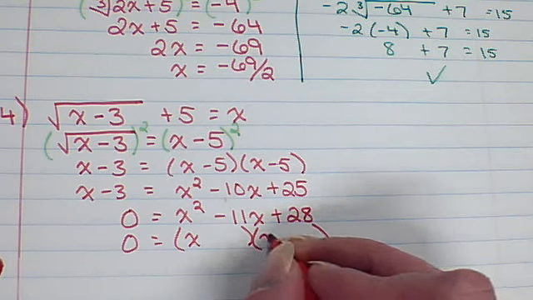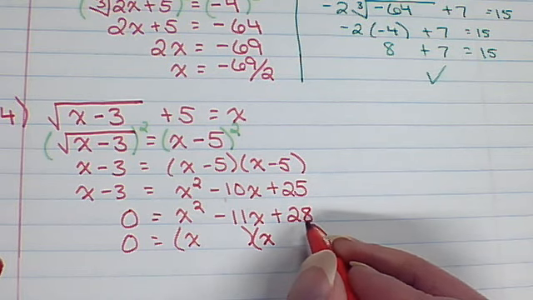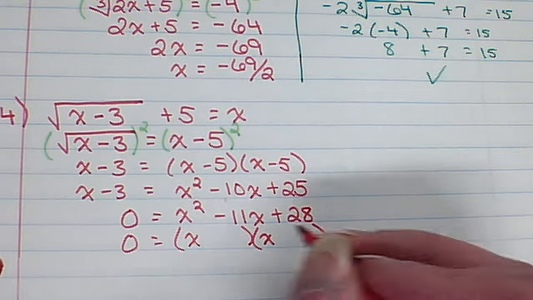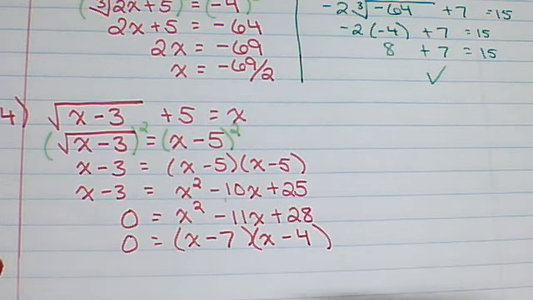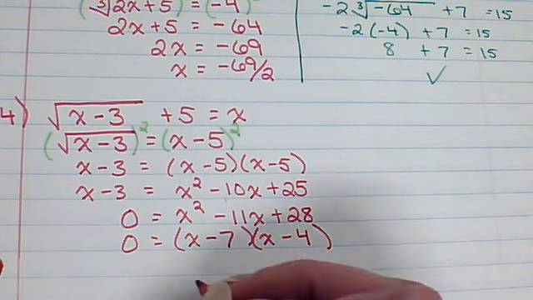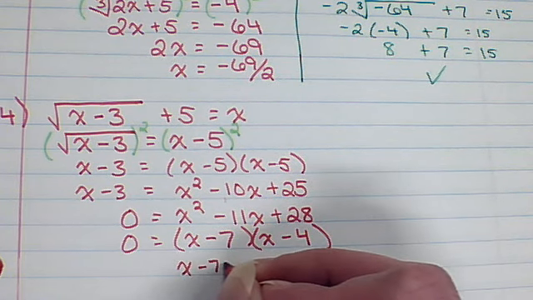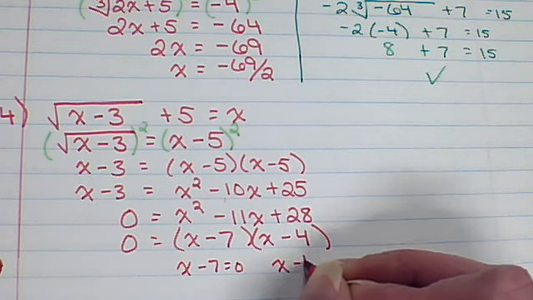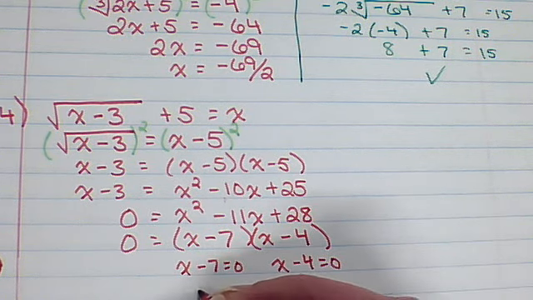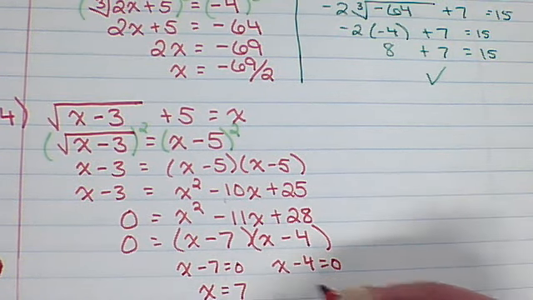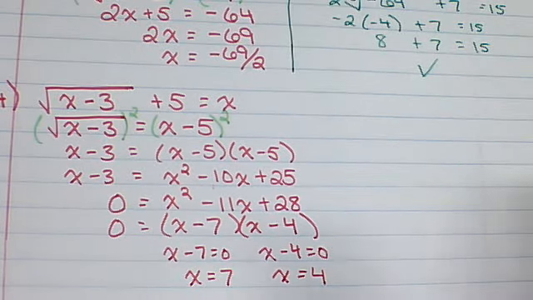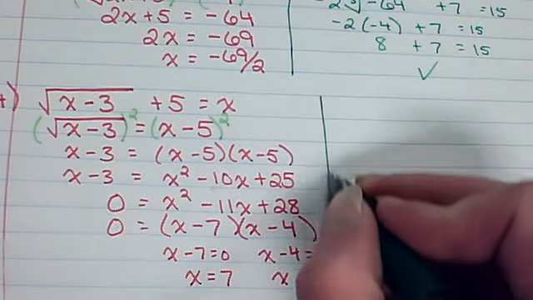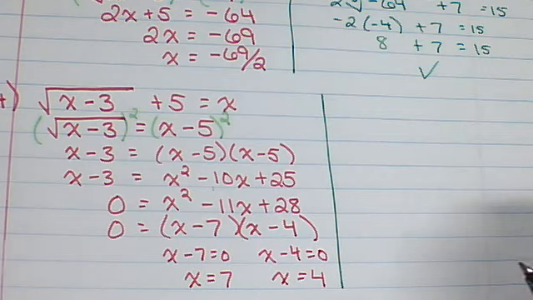X times x gives me x squared. What multiplies to be 28 and adds to be negative 11? It's going to be a negative 7 and a negative 4. So using the zero product property, I know that x minus 7 equals 0 or x minus 4 equals 0. So one of my solutions is x equals 7 and one is x equals 4. I have to check both. Don't try to be sneaky and just do one. You've got to check both.